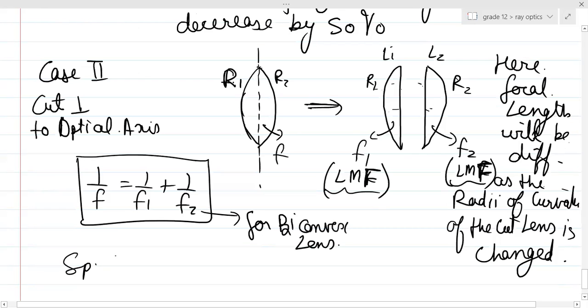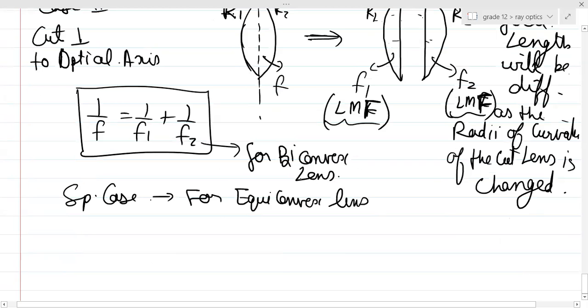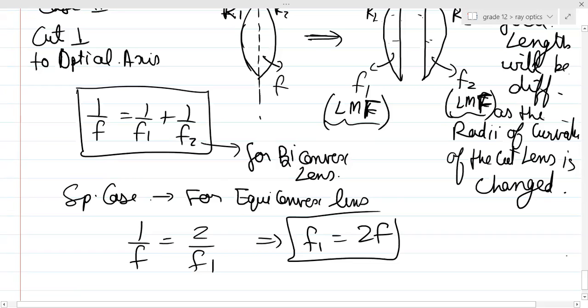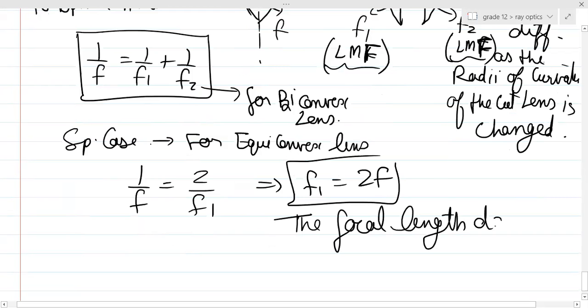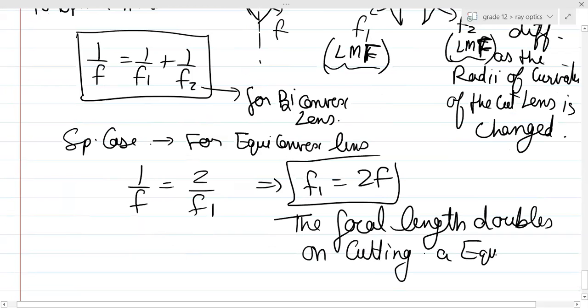But if you have an equiconvex lens, then these two lenses will be symmetrical, right? So in that particular case, 1 by f will be equal to 2 by f1, and from here f1 will be equal to 2f. So always remember, on cutting an equiconvex lens or an equiconcave lens, the focal length doubles. Is it clear, guys?